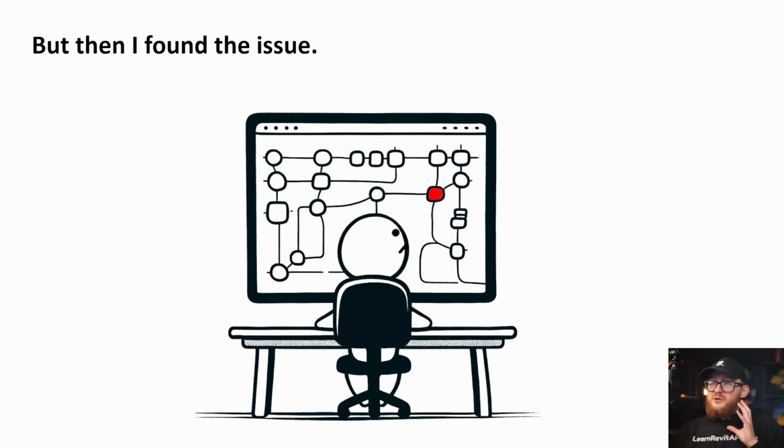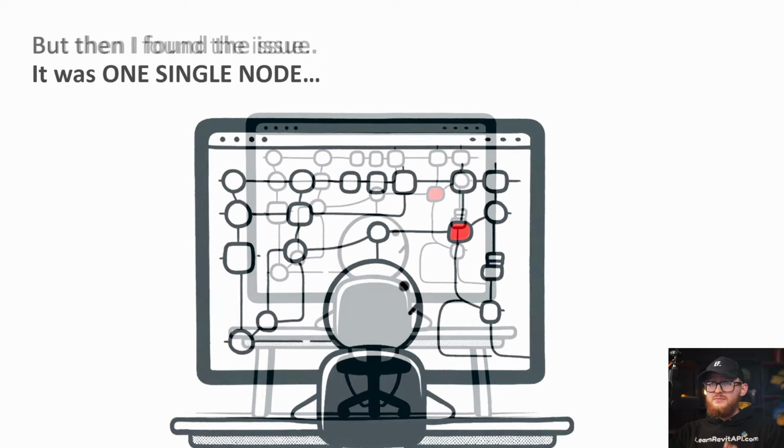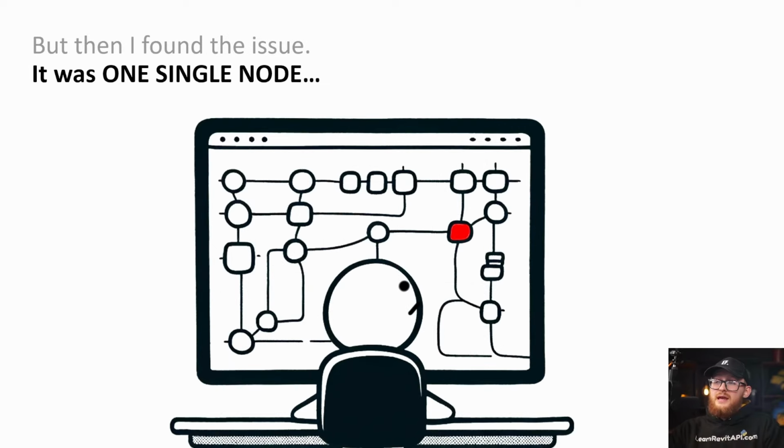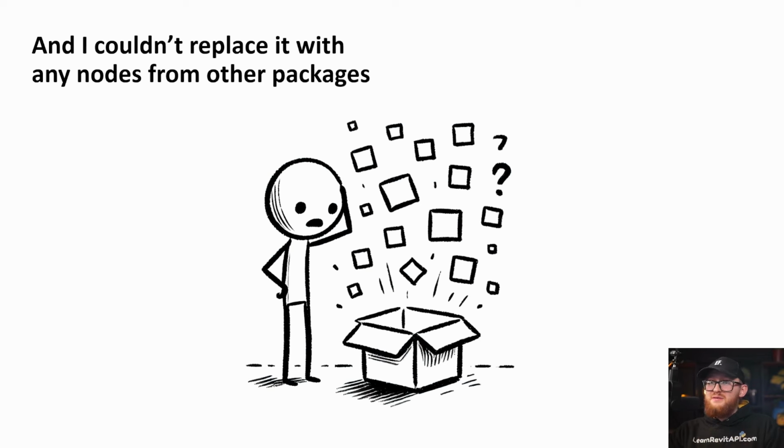And then I found an issue. My code worked fine until one specific point, and then one node slowed down everything significantly. This is pretty much where the majority of time was. And it was just a single node. The problem was I couldn't replace it with anything else. I looked at all the other packages, but they just didn't work, right? There was nothing close to this node, and this one was completely inefficient.